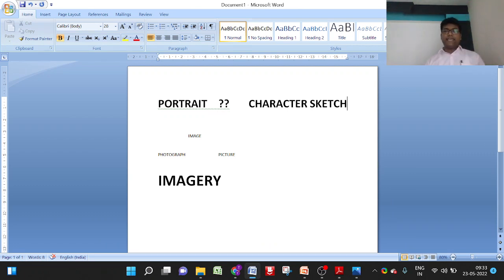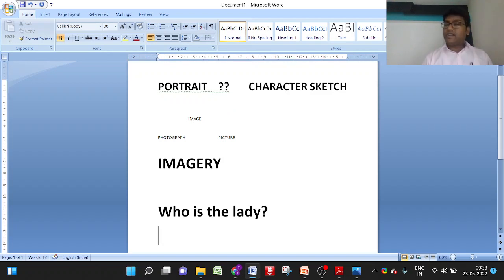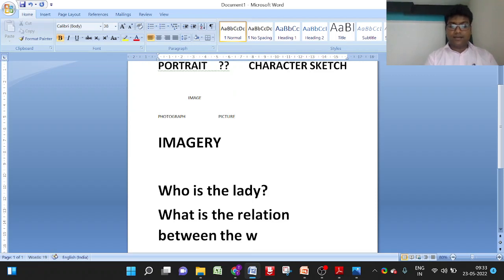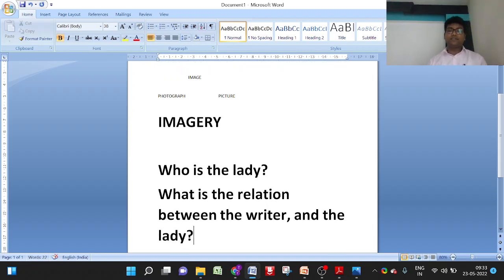Now the question is: the Portrait of a Lady. Who is the lady? The question that bothers me is who is the lady that Khushwant Singh is talking about? Then, another question arises: what is the relation between the writer and the lady? This is also a question to be thought of, to be pondered over.